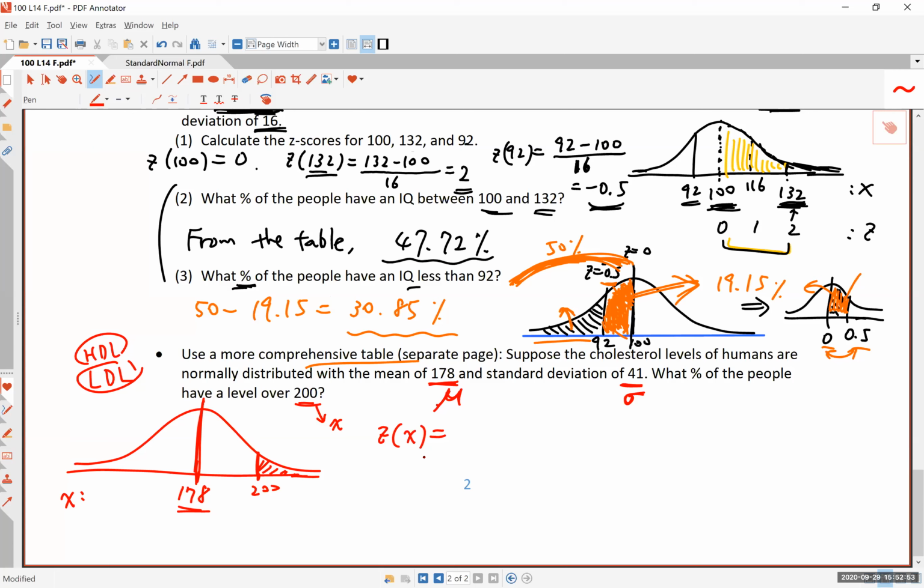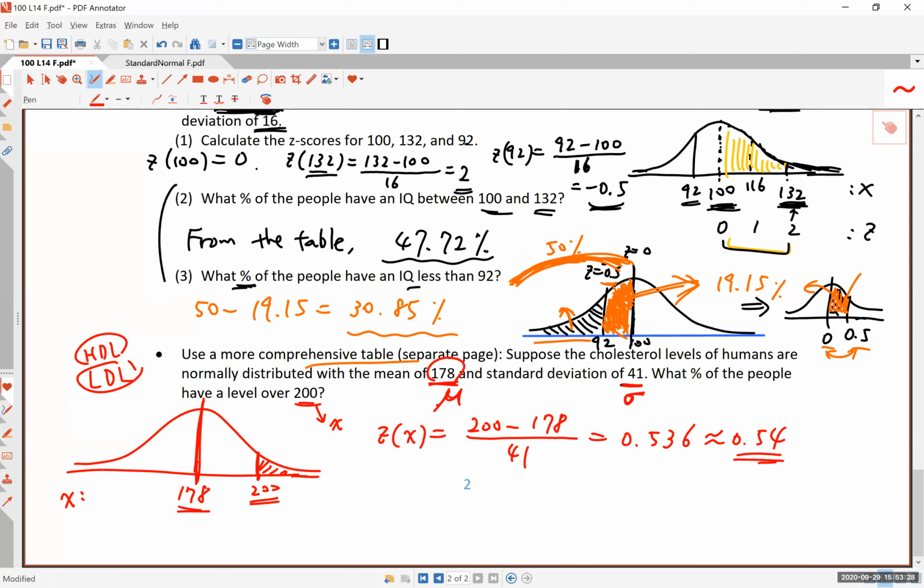So Z of X, that would be 200 minus 178. That's the deviation. You divide it by 41, and that's going to give you this value, 0.536, approximately 0.54. So you can round this up to 0.54. What this is saying is 200 is 0.54 standard deviations above the mean. Not quite one standard deviation above the mean.